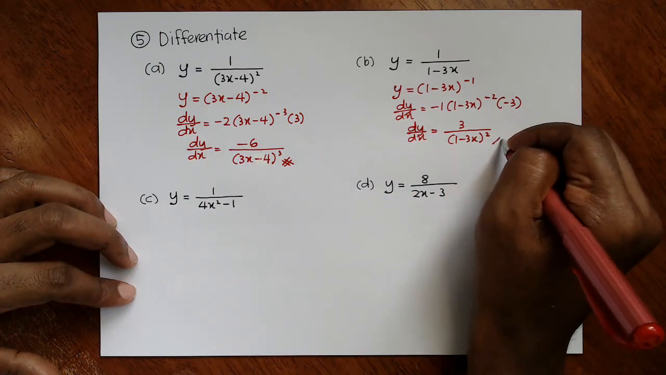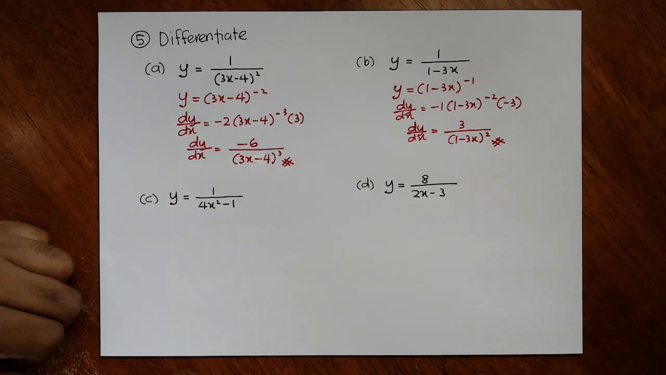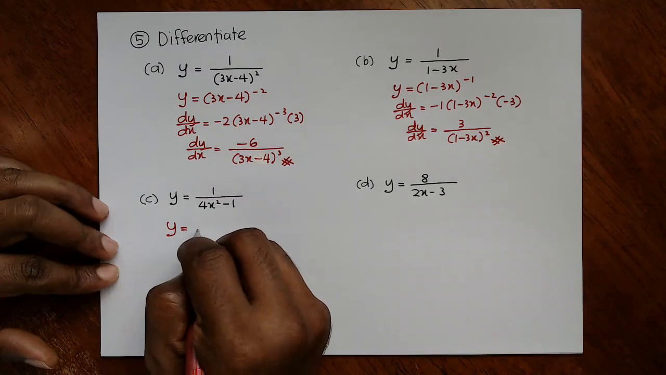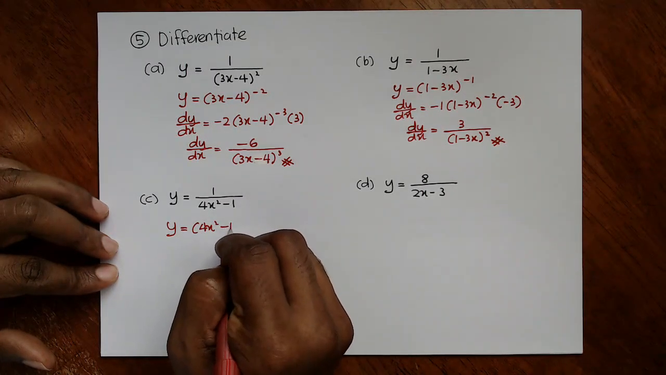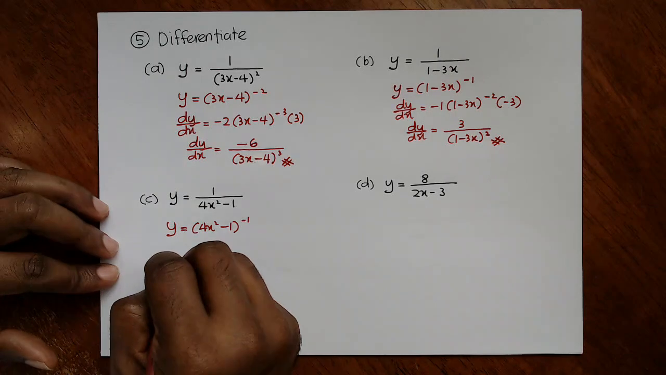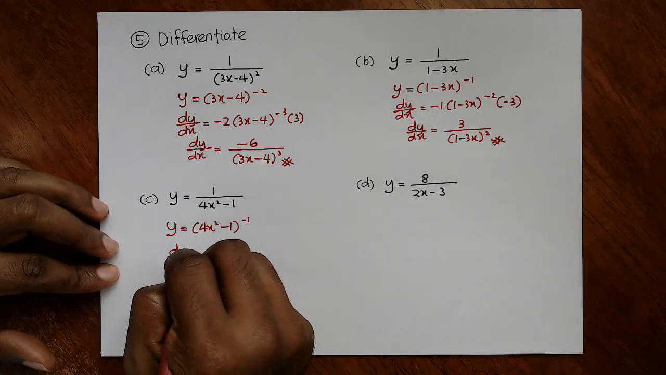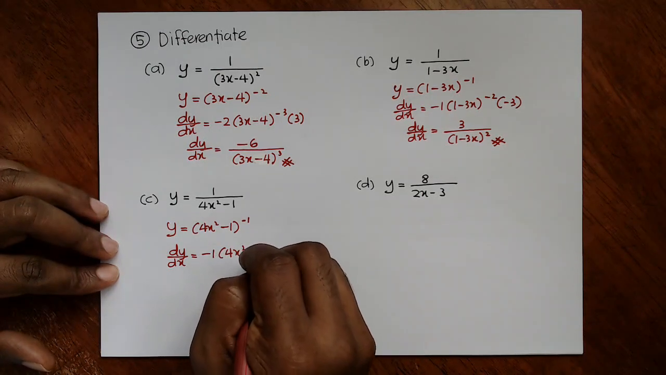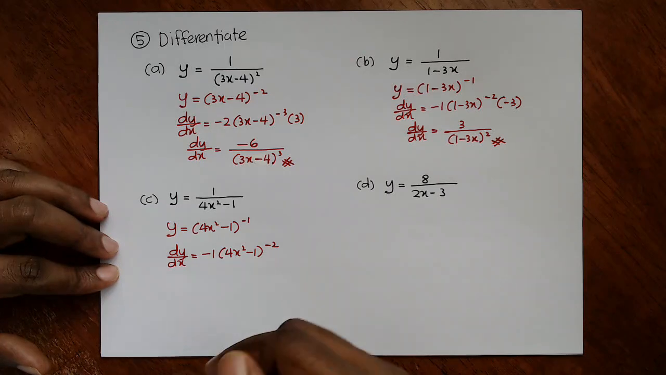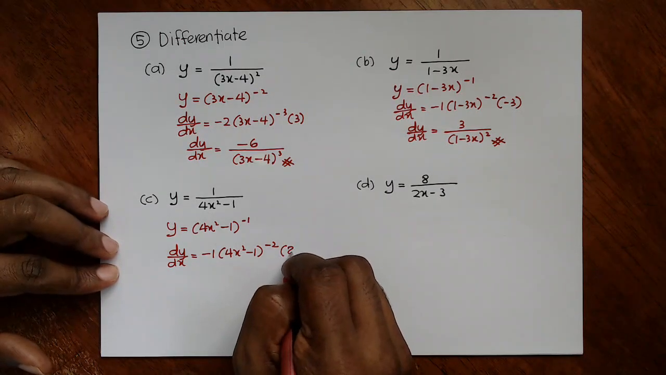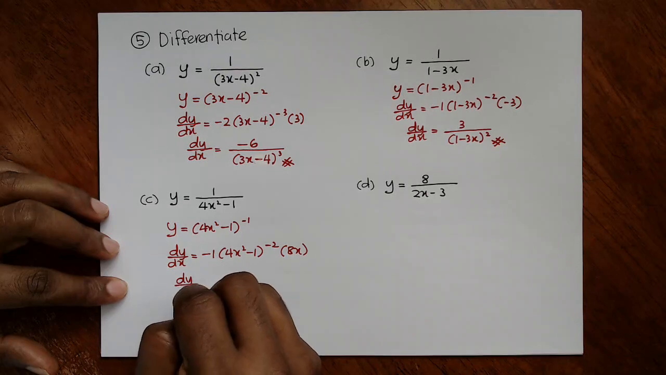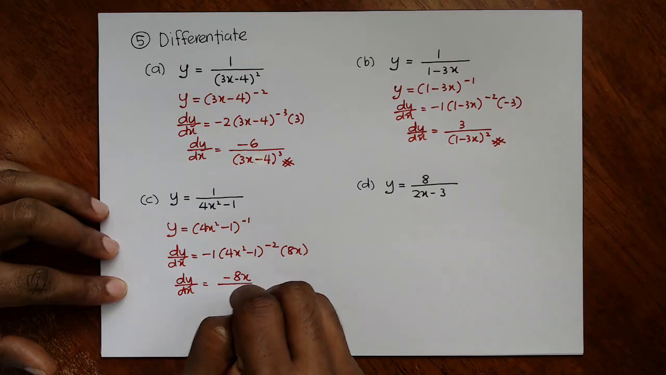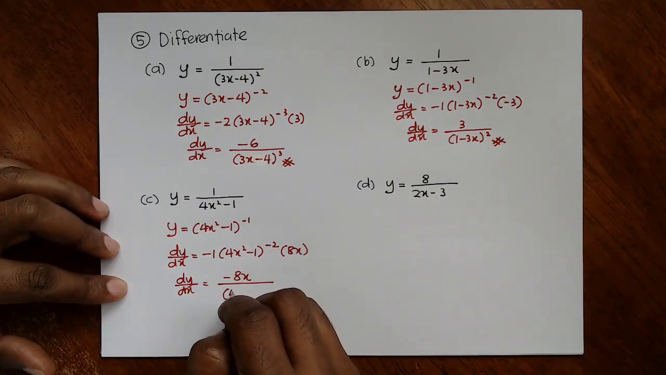So question C, same thing, bring it up. So y equals (4x squared minus 1) to the power of negative 1. dy/dx equals negative 1 (4x squared minus 1) to the power of negative 2. Differentiate the inside, you get 8x. So dy/dx equals negative 1 times 8x, you get negative 8x over, bring down, (4x squared minus 1) to the power of 2. That's the answer, guys.